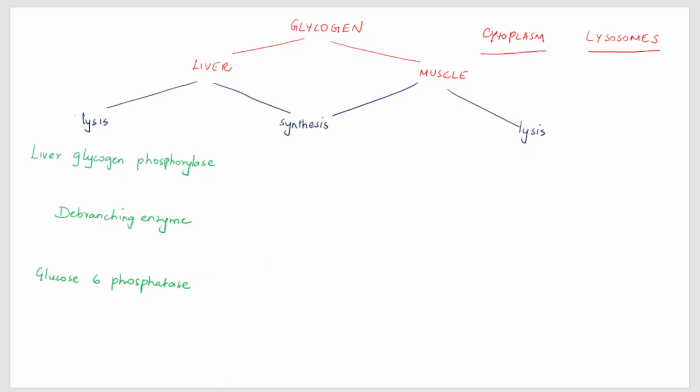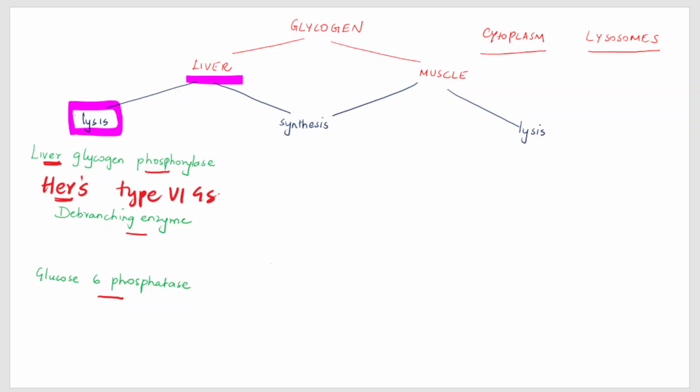In the liver, what are the different enzymes which take part in glycogenolysis? They are liver glycogen phosphorylase, debranching enzyme, and glucose 6 phosphatase. So what happens when these enzymes are deficient? Now, liver ends with VER, right? So the deficiency of liver glycogen phosphorylase can lead to Hers disease, and since it ends with S, it is type 6 glycogen storage disease.